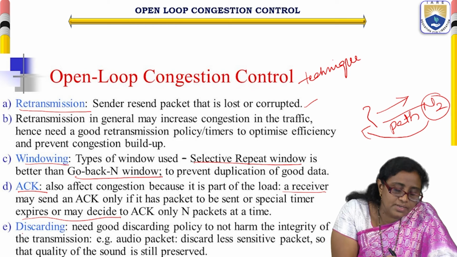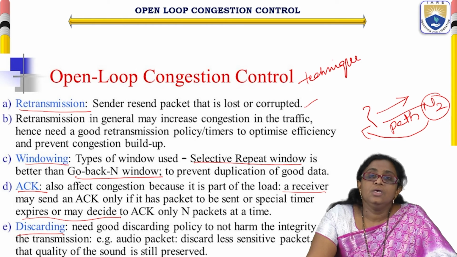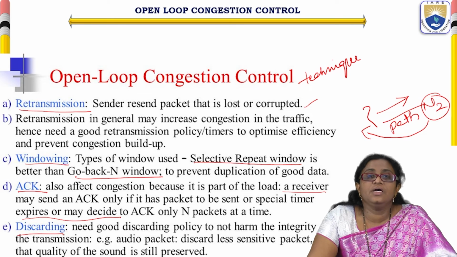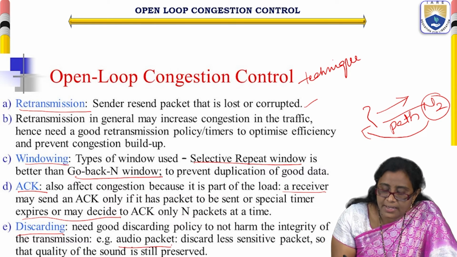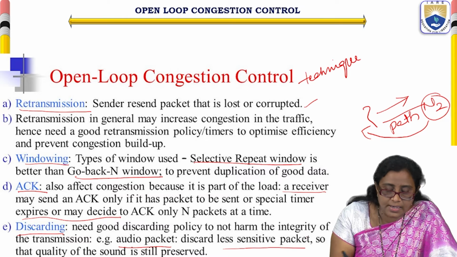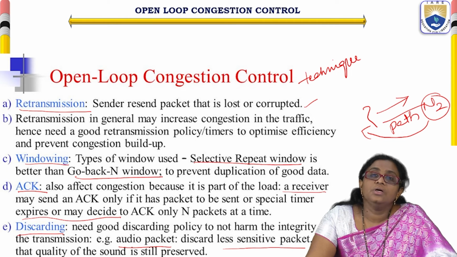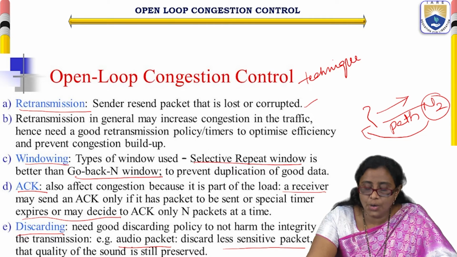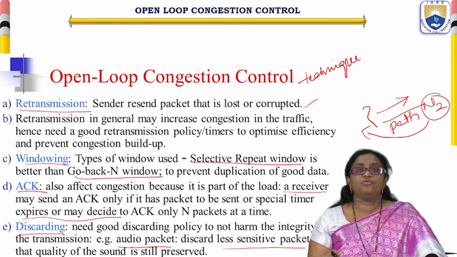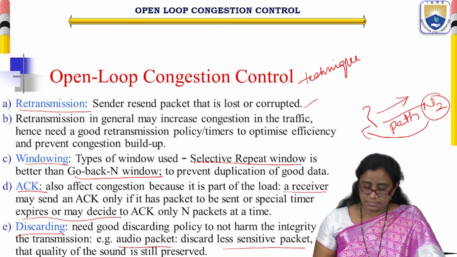The last one is discarding. We need a good discarding policy so as not to harm the integrity of the transmission. For example, for audio packets, discard the less sensitive packets, so the quality of the sound is still preserved. An example of open loop congestion control is the audio packet.